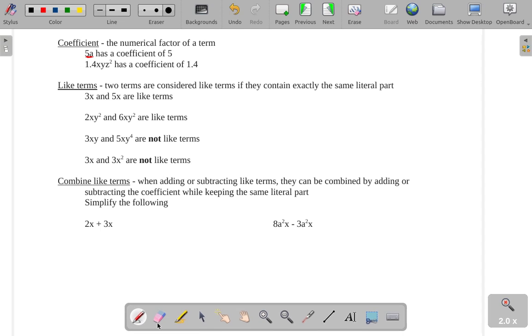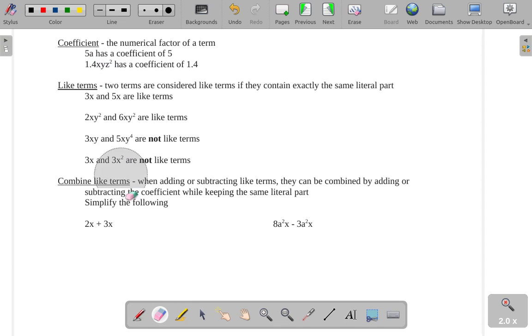A would be considered the variable part. All right, 1.4xyz squared. This has a coefficient of 1.4. Notice that 2 is not a coefficient here. 2 is an exponent. It's not a numerical factor. That 2 is not multiplied by this stuff. The only numerical factor here would be 1.4.